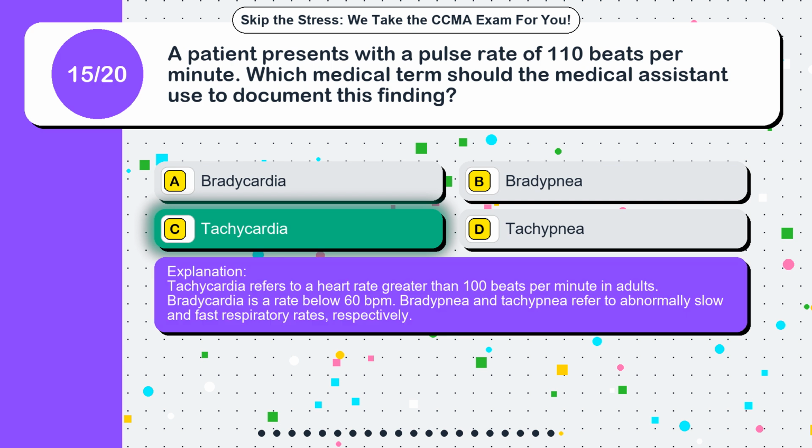Tachycardia refers to a heart rate greater than 100 beats per minute in adults. Bradycardia is a rate below 60 bpm. Bradypnea and tachypnea refer to abnormally slow and fast respiratory rates, respectively.